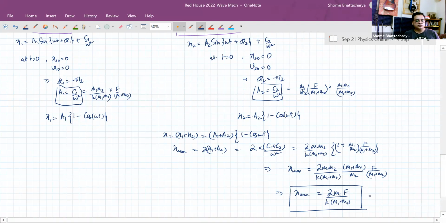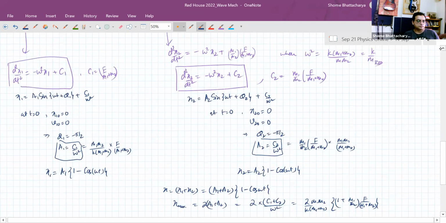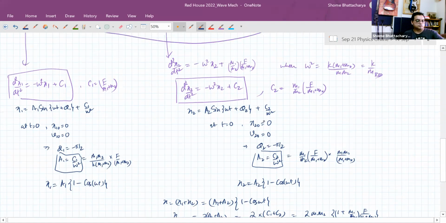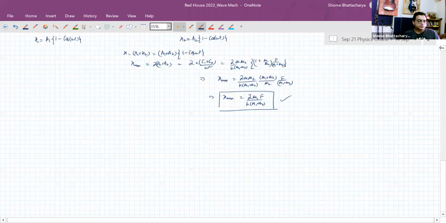So there's another way of understanding this maximum extension also. We'll discuss about that. So I'll just minimize it a bit from here.